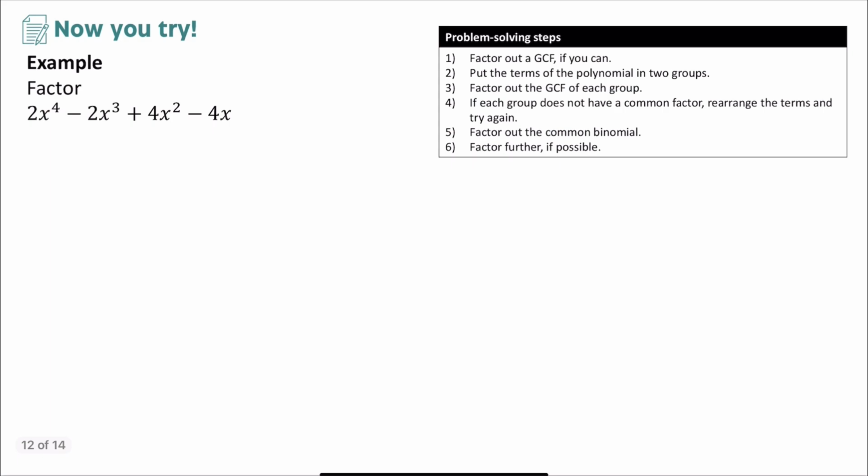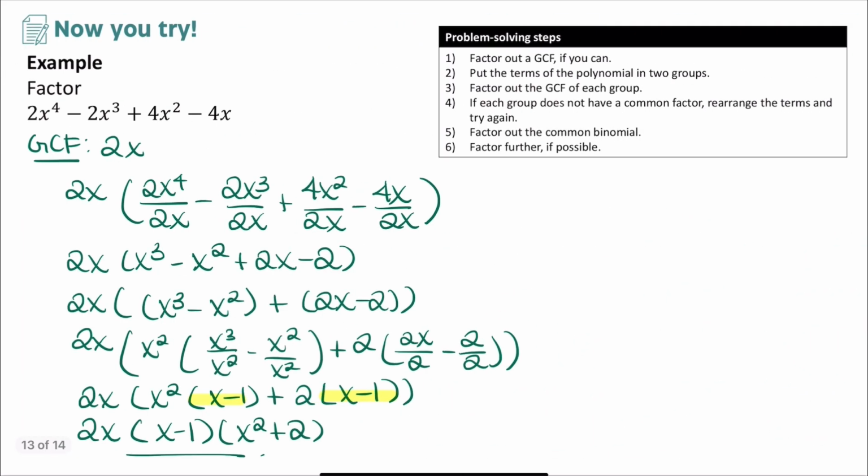So now you can go ahead and pause the video and try doing this example on your own. So in this one, notice we do have a GCF. We can factor a 2 out of every term, and we can also factor out an x. So we get 2x times 2x to the 4th over 2x minus 2x cubed over 2x plus 4x squared over 2x minus 4x over 2x. When we simplify this, we get 2x times x cubed minus x squared plus 2x minus 2.